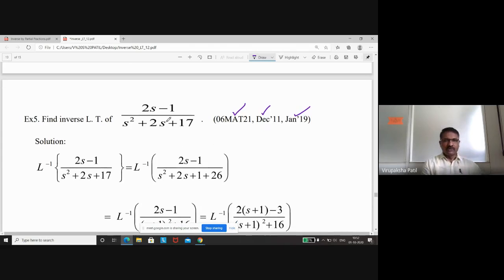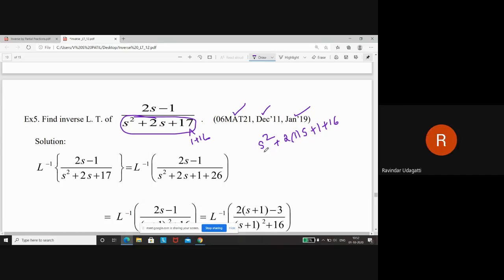Okay. Now what we'll do, we'll concentrate on the denominator first. Side by side you check there: s square, it is there, a square, then you can write this one as 2 into 1 into s, plus this 17, this can be written as 1 plus 16. Is it possible to write this or not? 17 can be split in terms of 1 plus 16. Is it right? Yes, sir. Okay.